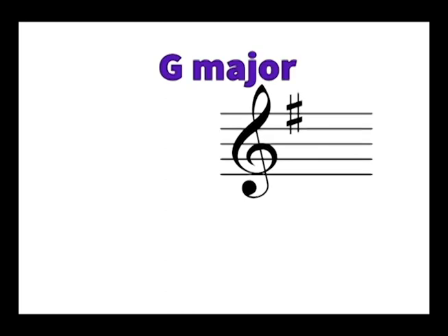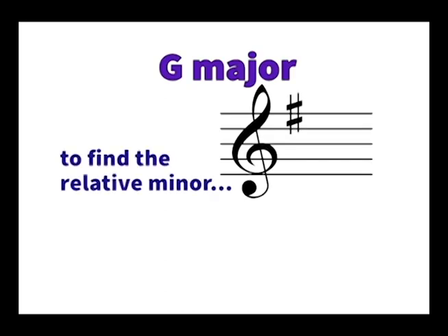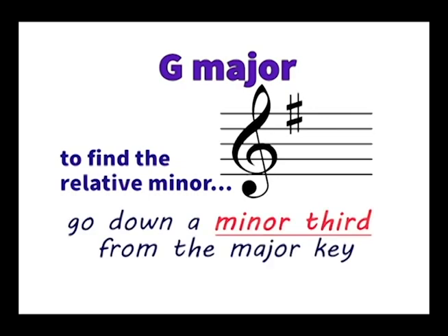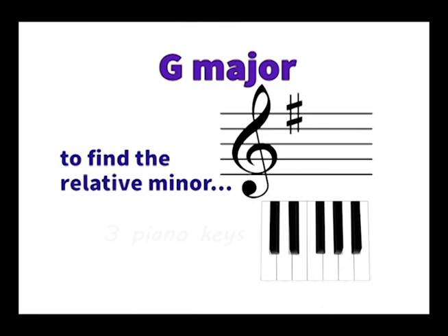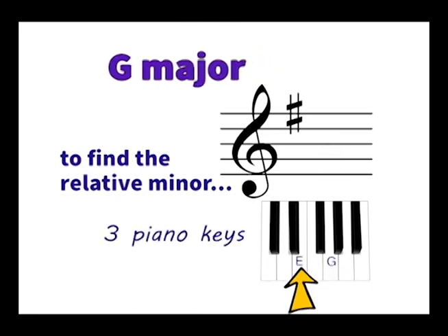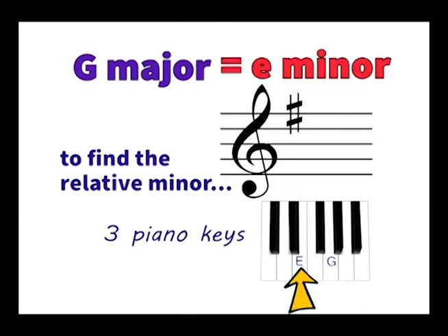Here's the key of G major. Now, to find the relative minor of any given major key, you simply go down a minor third, which is 3 half steps, or 3 piano keys. By doing this, you get the note E, so the relative minor of G major is E minor.